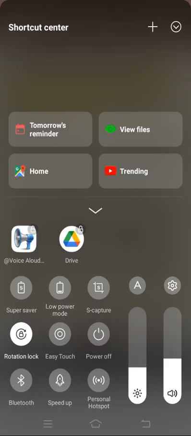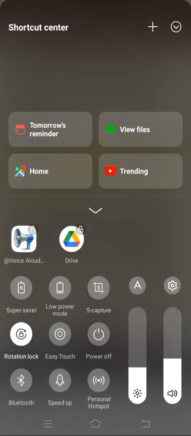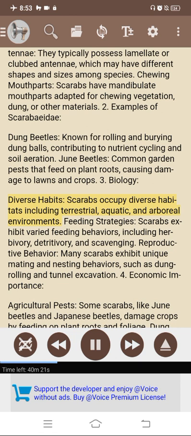2. Examples of Scarabaeidae. Dung beetles, known for rolling and burying dung balls, contributing to nutrient cycling and soil aeration. June beetles, common garden pests that feed on plant roots, causing damage to lawns and crops. 3. Biology. Diverse habitats. Scarabs occupy diverse habitats including terrestrial, aquatic, and arboreal environments. Feeding strategies. Scarabs exhibit varied feeding behaviors, including herbivory, detritivory, and scavenging. Reproductive behavior. Many scarabs exhibit unique mating and nesting behaviors, such as dung rolling and tunnel excavation.